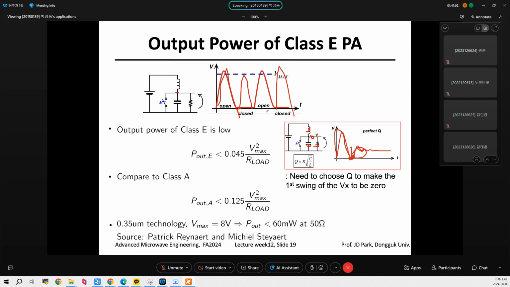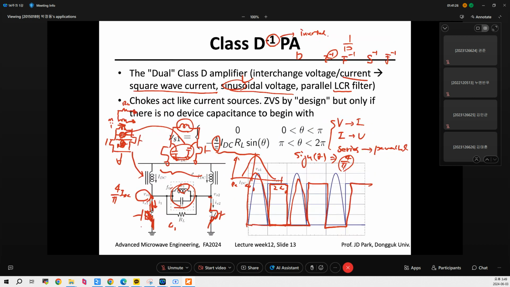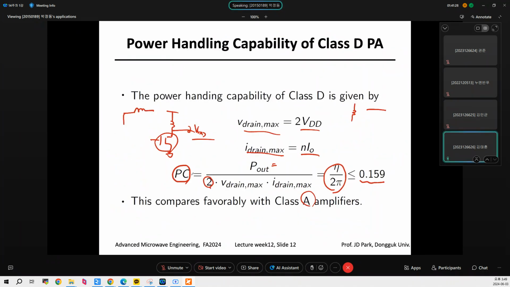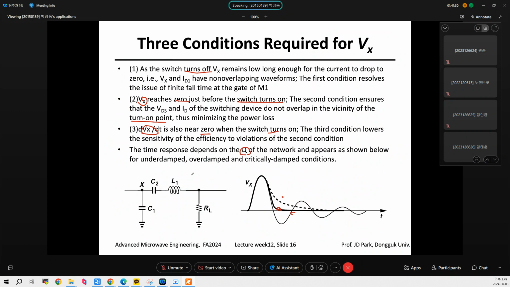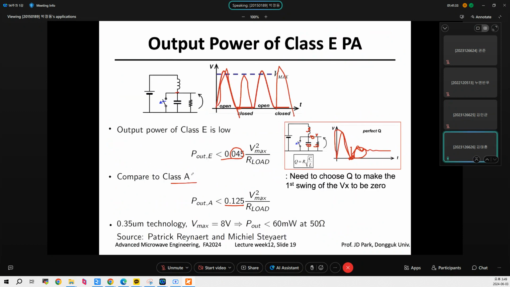Therefore, you can get almost 100% of efficiency. Okay? However, the output power of class E is very low. Previously, class A amplifier is 0.125. Class D amplifier is 0.16, right?